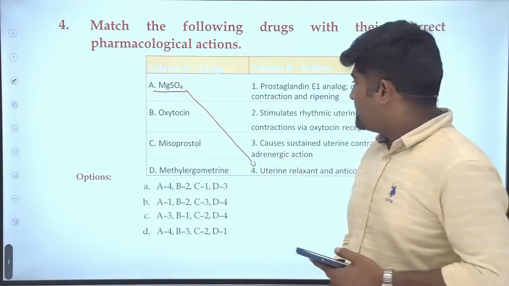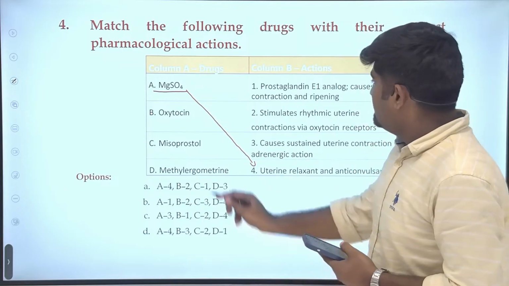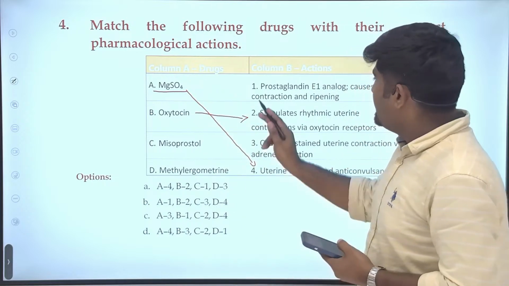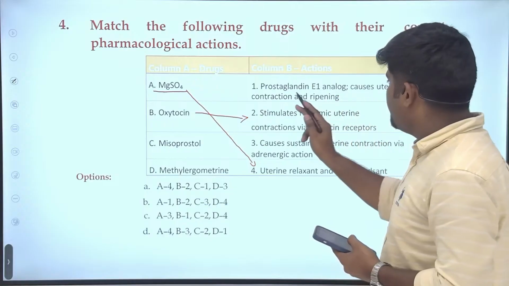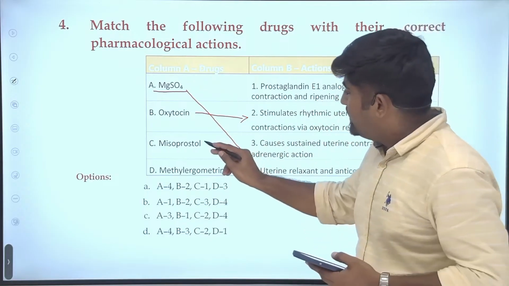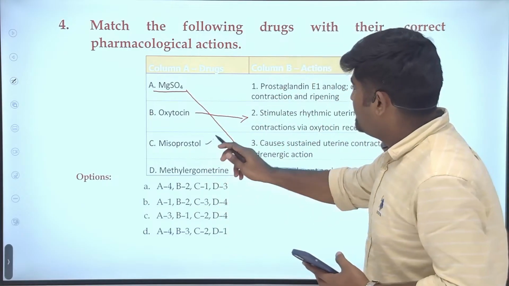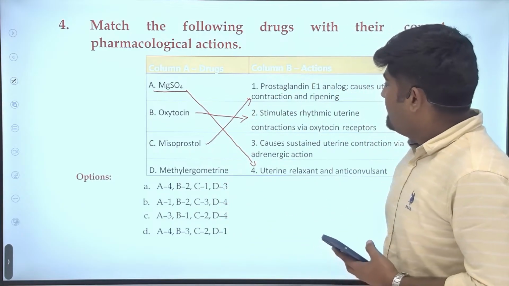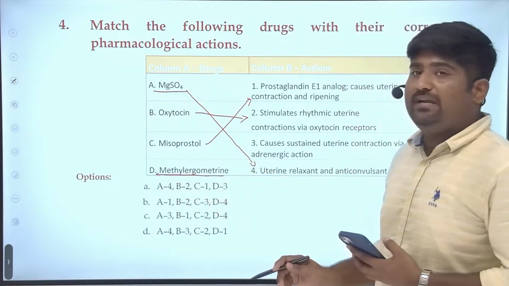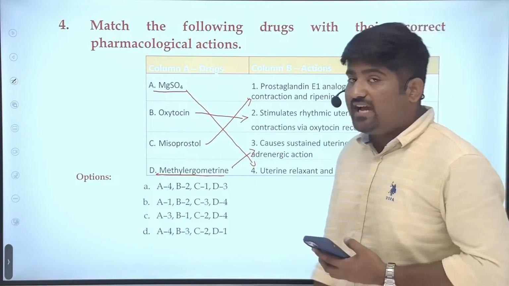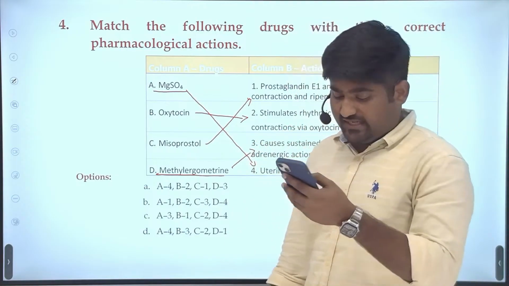Okay, oxytocin. Oxytocin is the same, right? Yes. Misoprostol is a prostaglandin E1 analog, causes uterine contraction and ripening. Yes. Cervical ripening, if the word comes, that is misoprostol. Methylergometrine causes sustained uterine contraction via alpha adrenergic action. That is correct, right? Yes.